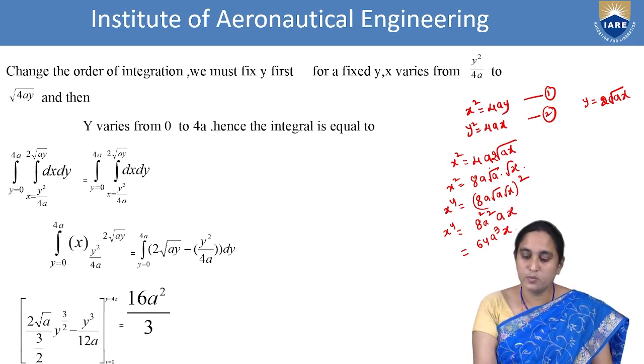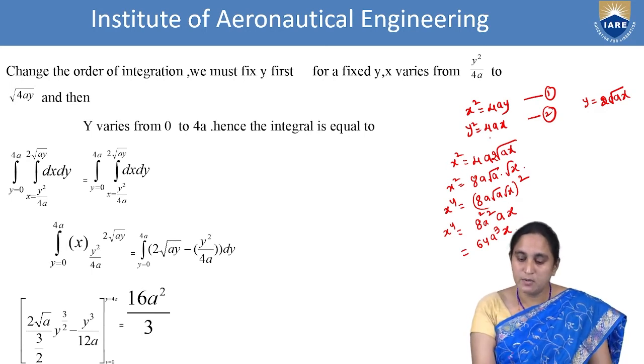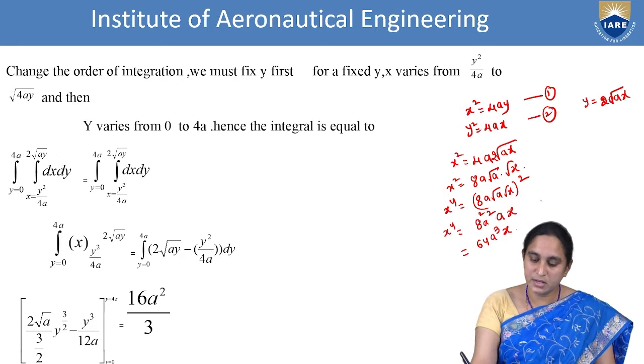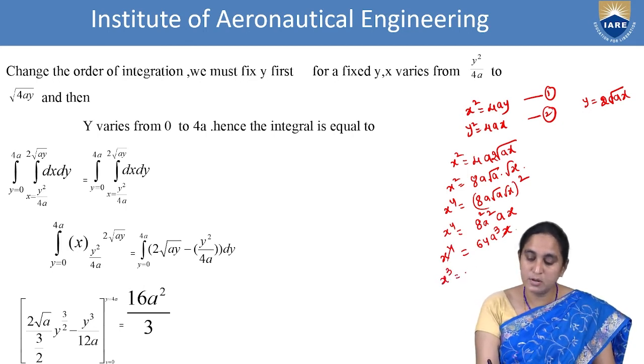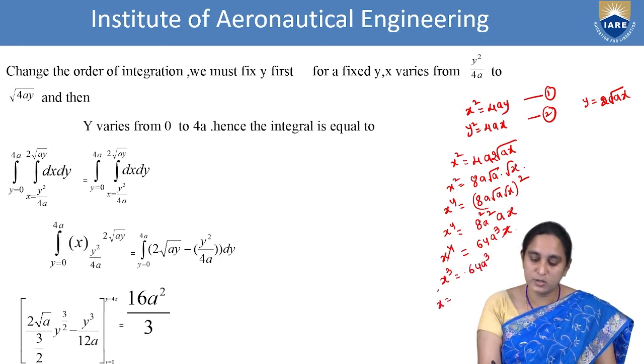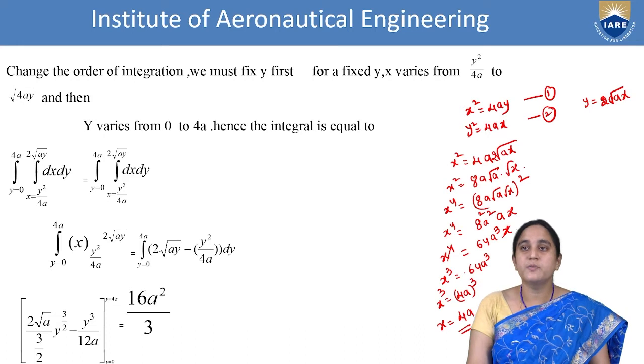x square is equal to 4a into y, where y is equal to 2 root ax, that is 4 into a root x. From that, here x power 4, x cancel, x cube is equal to 4 into 4 is 16, into 4 is 64, that is 64 a cube. From that x is equal to what? 4 into a whole cube. So x is equal to 4a.